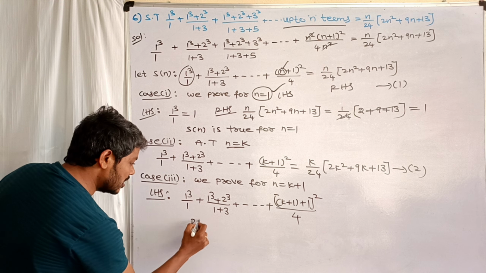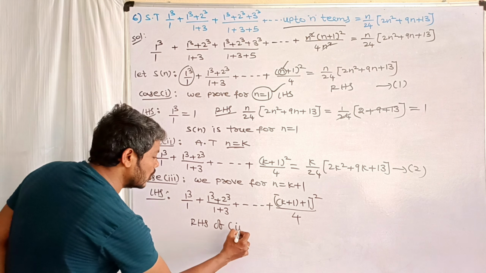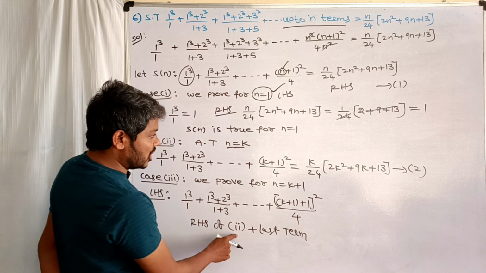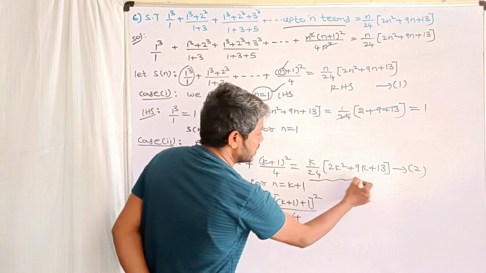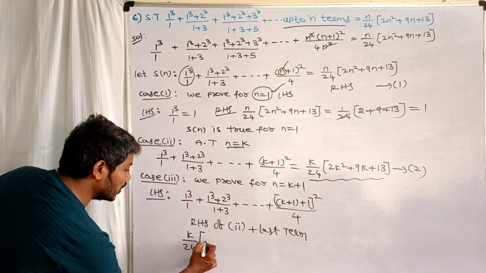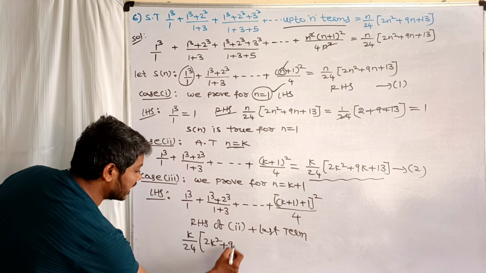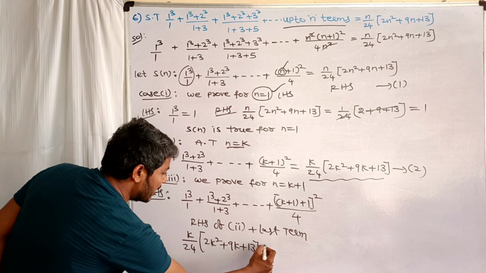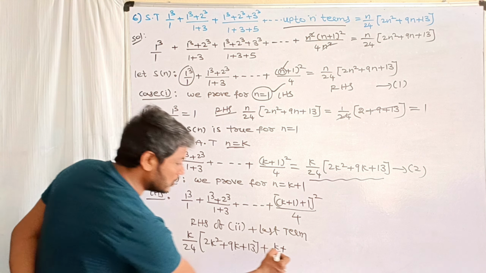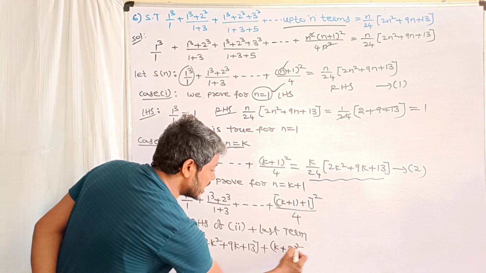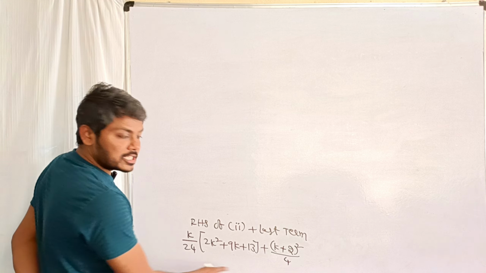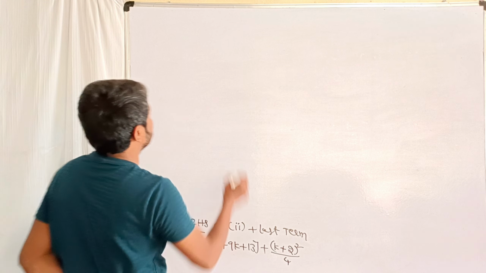And what is the next step? The next step is RHS of case 2 plus the last term. So clearly what is the RHS of case 2? This one. So write as it is, k by 24 into (2k square plus 9k plus 13), plus what is the last term? This one, k plus 1 plus 1, that is (k plus 2) whole square by 4. So clearly what is the LCM here? 24.